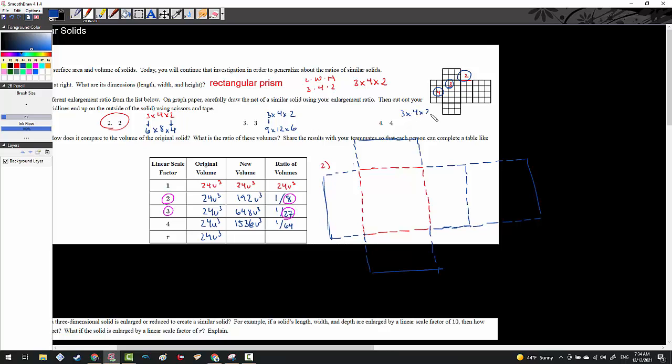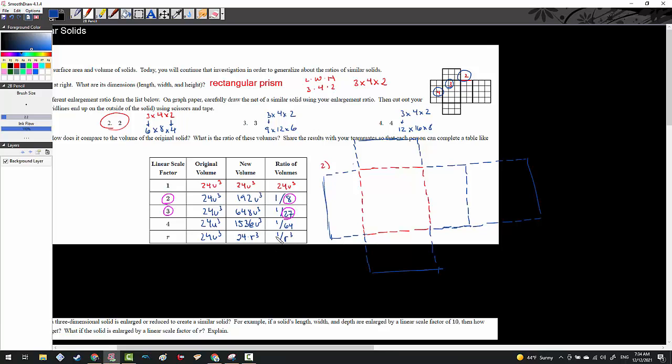The original is 3 by 4 by 2, so now this will become 12 by 16 by 8. So what is 12 times 16 times 8? It is, in fact, 1536. So now the new volume will always be 24 times the scale factor cubed, which means the ratio of volumes would be 1 over the scale factor cubed.